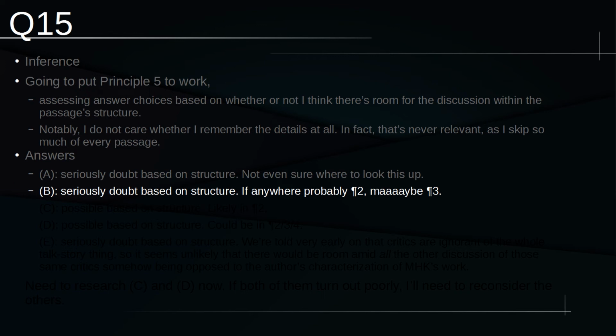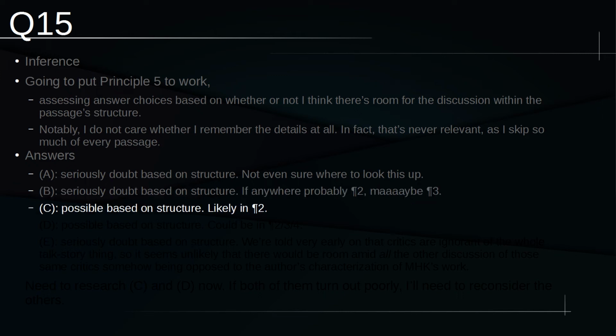Answer choice B. I also seriously doubt this based on the structure. It's not quite as bad as A though. If anywhere, I'll probably find information about this in paragraph 2, maybe in paragraph 3. I have the same problem with B ultimately that I do with A, which is that these both seem to talk about scholars having a broad discussion about what talk story is, but I got the sense that everything about talk story that our author brings up is stuff that the Western literary written critical establishment wasn't really that familiar with, and that's why they missed that aspect of MHK's work in the first place. So this seems kind of dumb, both A and B, that so many people would be so concerned with discussing talk story when the whole point of the passage seems to be founded on the fact that not enough people even understand that it exists.